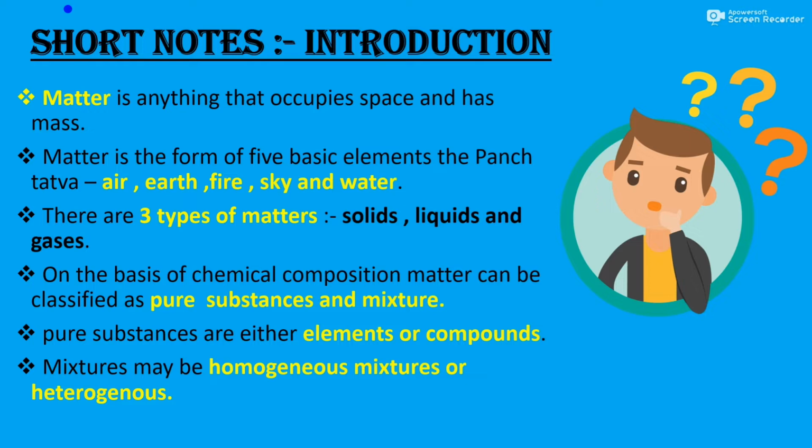Matter is made of five basic elements, the Panchatattva. Those are air, earth, fire, sky, and water. So these are the five things that matter is made up of. There are three types of matter: solid, liquid, and gases. On the basis of chemical composition, matter can be classified as pure substances and mixtures. Pure substances are either elements or compounds, and mixtures may be homogeneous or heterogeneous. We will discuss pure substances, elements, compounds, and different types of mixtures in the following chapters.